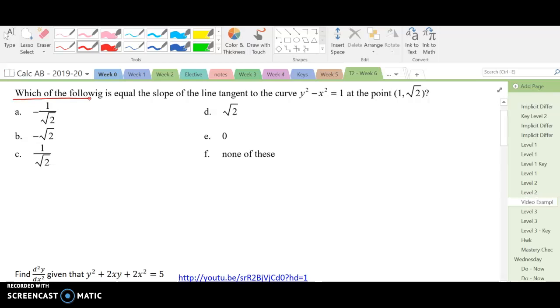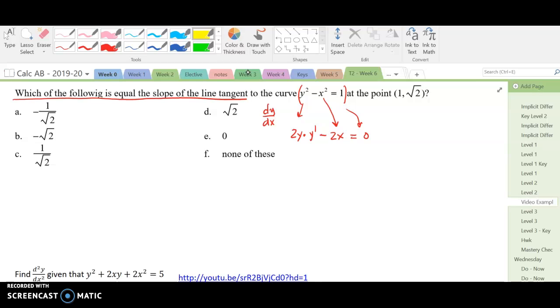You've been asked which of the following is equal to the slope of the tangent line. So our brain is screaming derivative with respect to x. And so we're going to take the derivative. And when we do, the first term is 2y times dy/dx, or y prime, minus the next term is just 2x, and the derivative of 1 is 0.